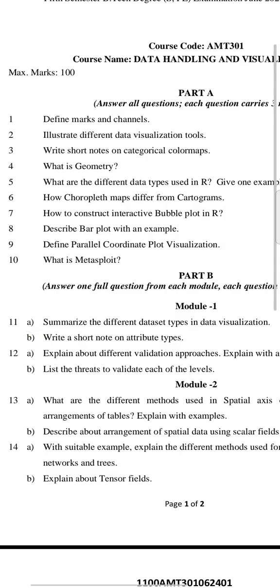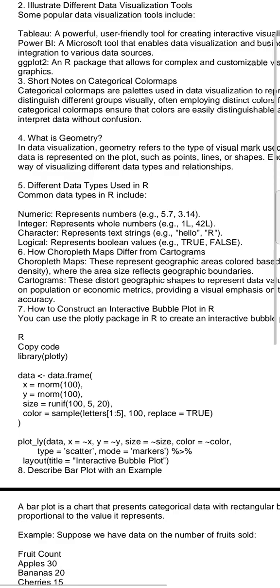Then the fourth question is: what is geometry? Geometry is a very important concept that we discuss in data visualization. This is also a question from the first module. In data visualization, geometry refers to the type of visual mark that is used to represent data, and it defines how data is represented on the plot, such as points, lines or shapes. Each geometry corresponds to a specific way of visualizing different data types and their relationships.